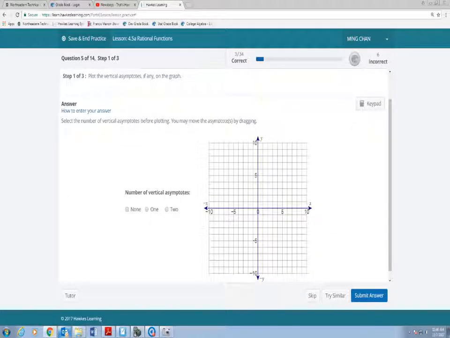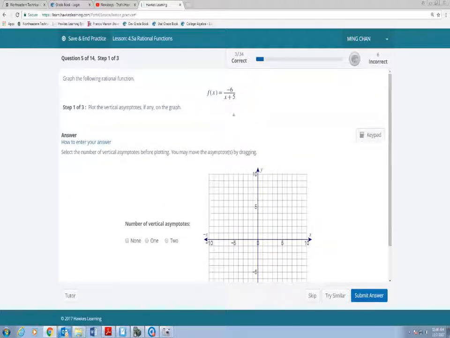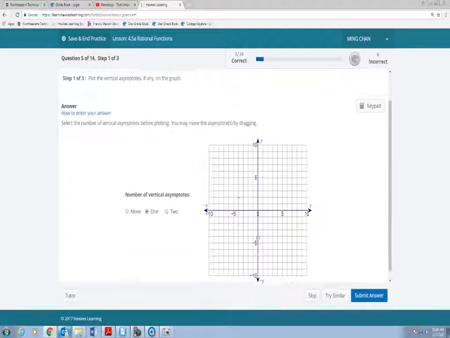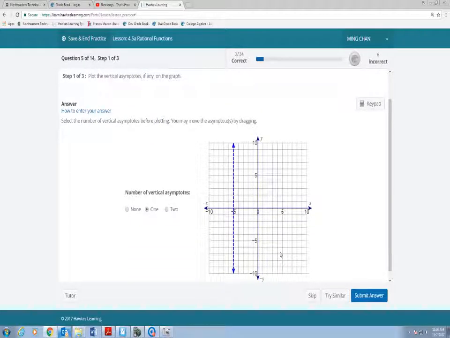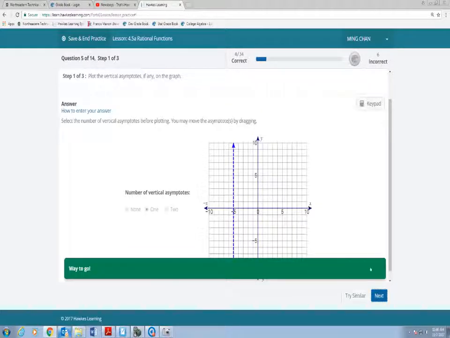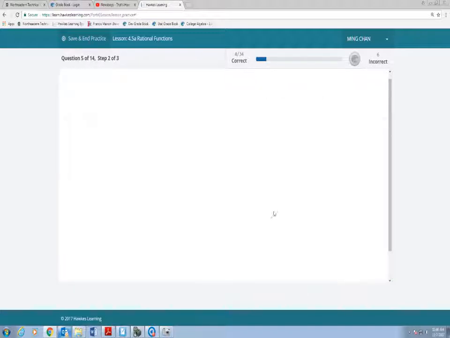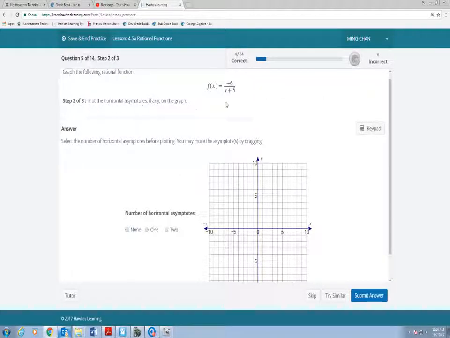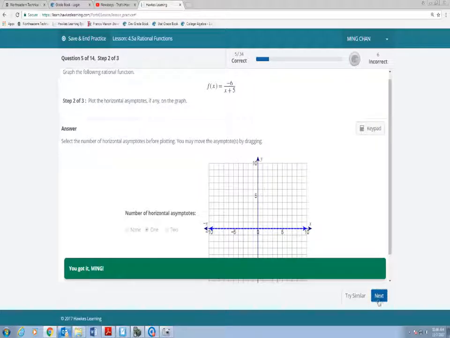Plot the vertical asymptote. How many vertical asymptotes do I have? It's just negative 5. If I set the denominator equal to 0, it's going to be negative 5. I'm going to say 1, and I'm going to click on it at negative 5. Draw it for me. So this is the one I want to show you. Alright, next step. Plot the horizontal asymptote. The degree of the numerator is 0, the denominator is 1. So the numerator is smaller than the denominator, so there's one horizontal asymptote on the x-axis. I just click on the x-axis and it draws it for me.